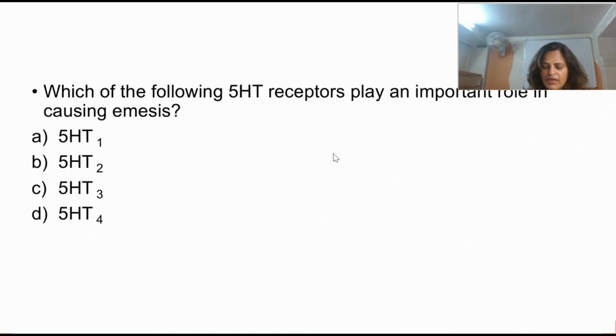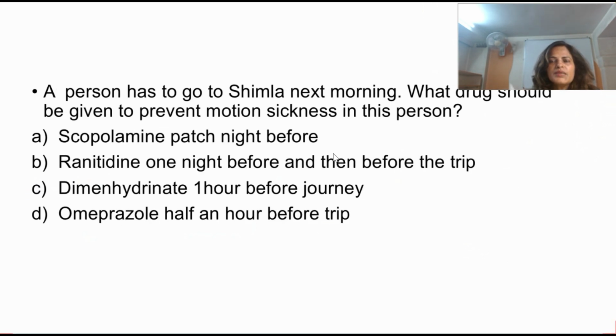Which of the following 5-HT receptors plays an important role in causing emesis? So far we have read it is 5-HT3. Now the second one is, a person has to go to Shimla next morning. What drug should be given to prevent motion sickness in this person? The first choice is scopolamine patch the night before. The second one is ranitidine one night before and then before the trip. The third one is dimenhydrinate 1 hour before the journey. And the fourth choice is omeprazole half an hour before the trip.